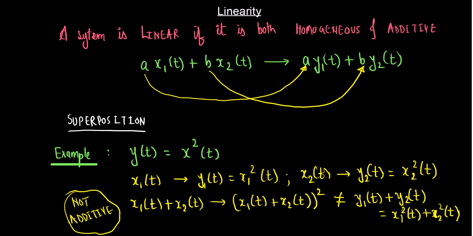What about homogeneity? Is this system homogeneous? Well, this system is not homogeneous. We can readily observe from this equation that the system is neither additive nor homogeneous. If we scale the input, the output is going to be c squared into x squared of t. And if we scale the output, it is going to be c into x squared of t. So those two are not the same. So this system is neither additive nor homogeneous. Now if either of these properties fails, then the system is said to be non-linear. So the system is non-linear.